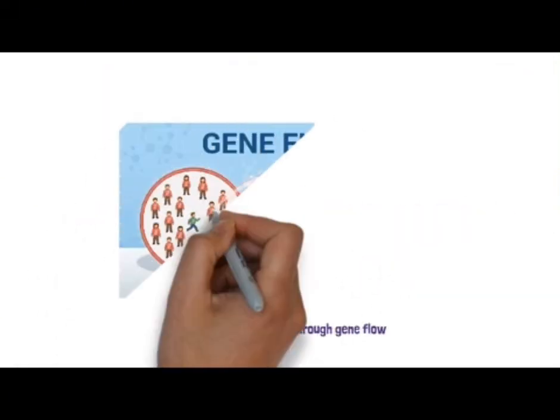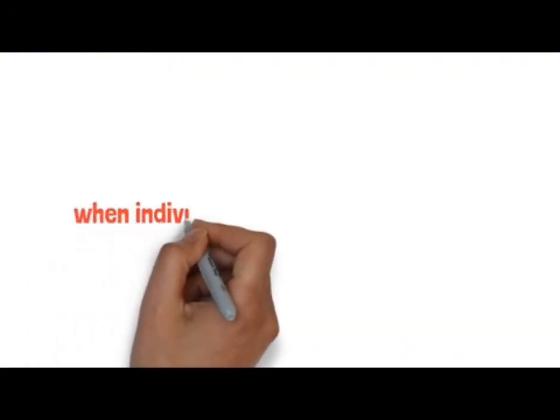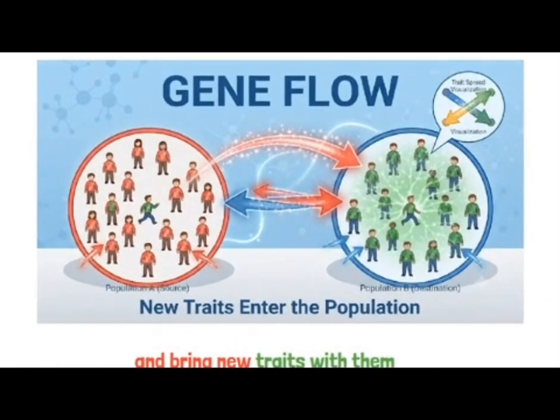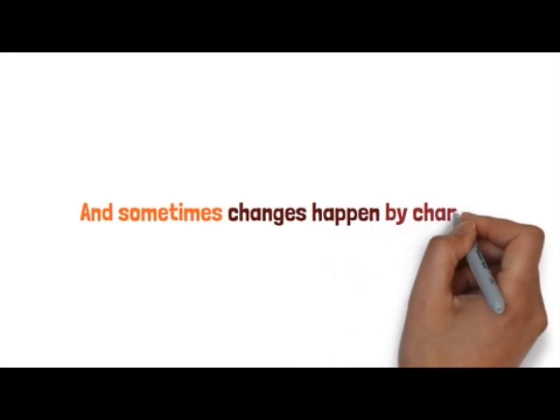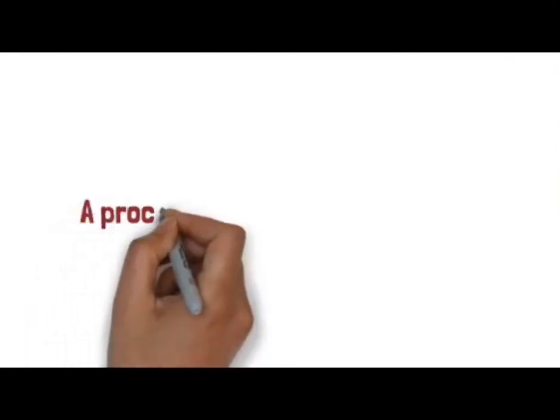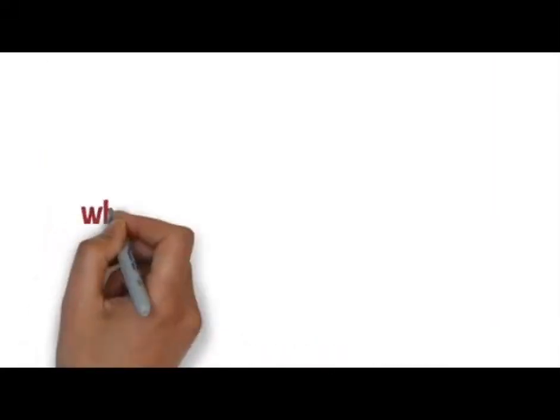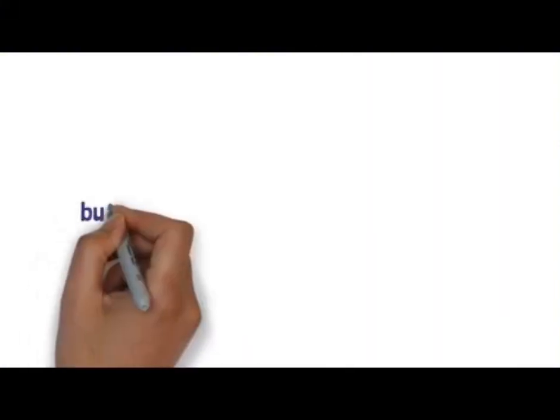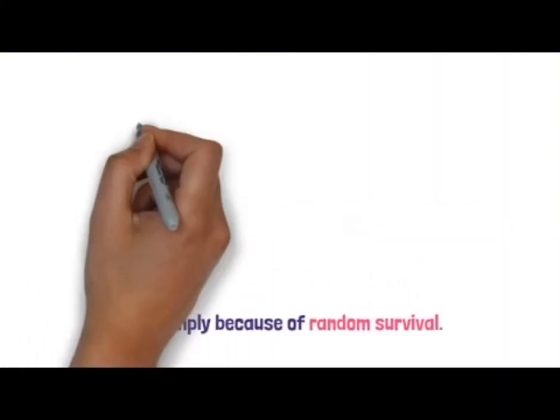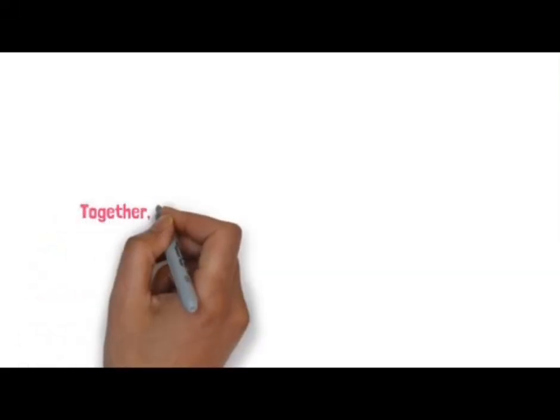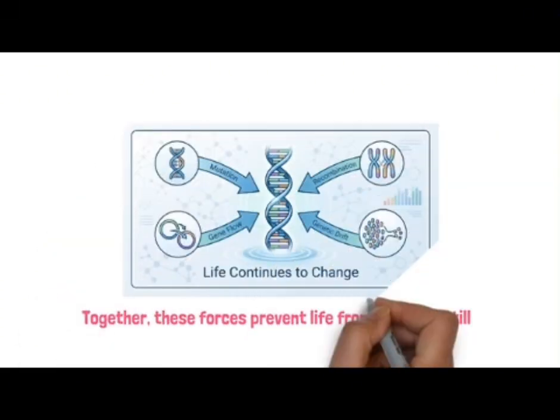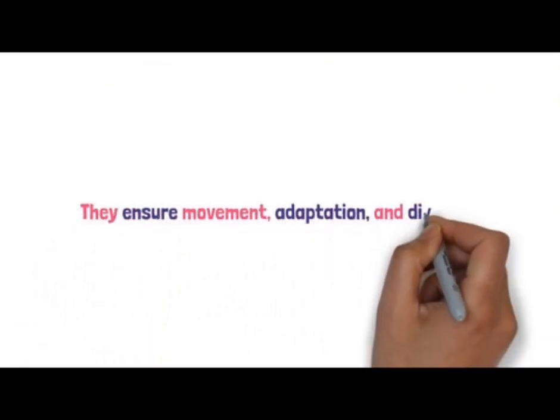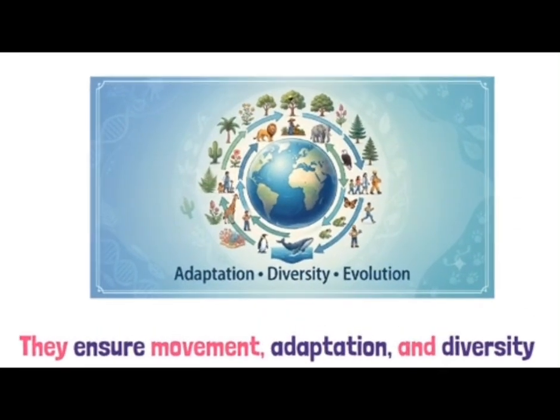Populations also change through gene flow, when individuals move between groups and bring new traits with them. And sometimes changes happen by chance, a process known as genetic drift, where a trait becomes common not because it is useful, but simply because of random survival. Together, these forces prevent life from standing still. They ensure movement, adaptation, and diversity.